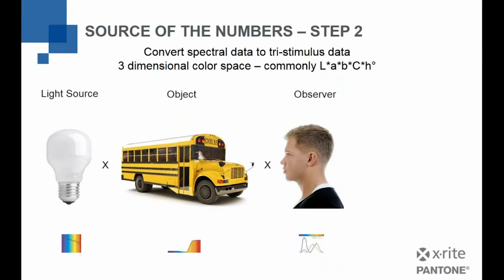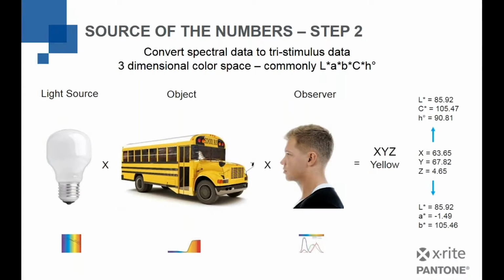Now, we're not going to go into all the tests that were done to identify the human part of color, but suffice it to say, we have data that represents how the human eye reacts to each of the various wavelengths of color, so that we can incorporate the human part into these calculations. And then ultimately, if I'm measuring that yellow school bus, I'm going to get what are called XYZ values that will indeed define it as yellow.